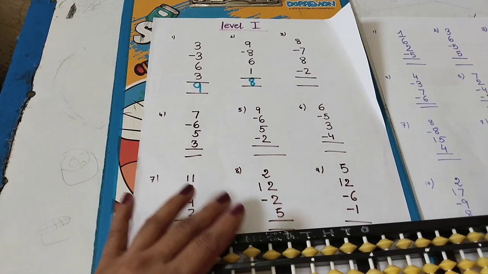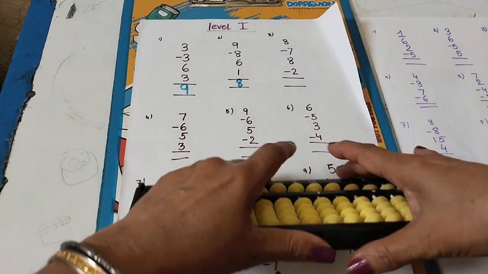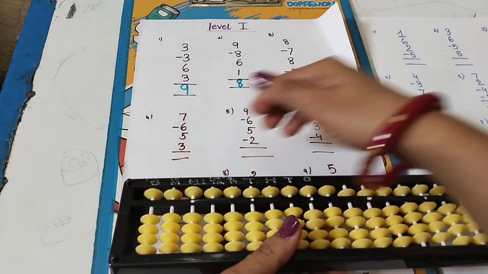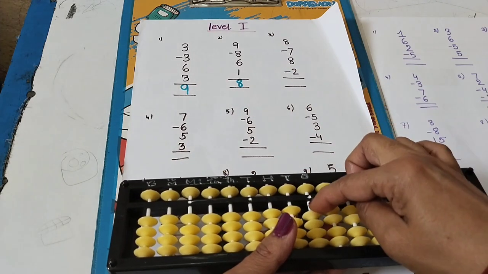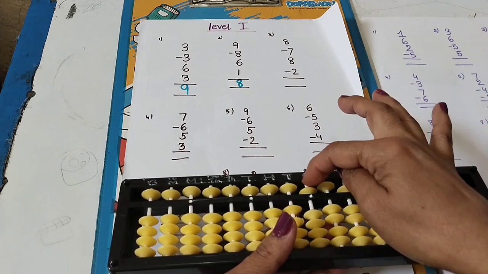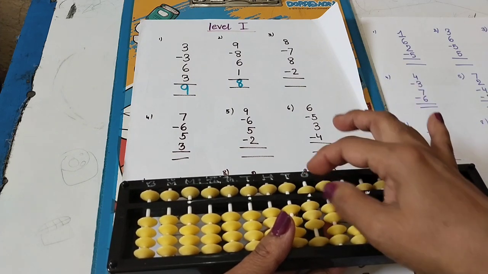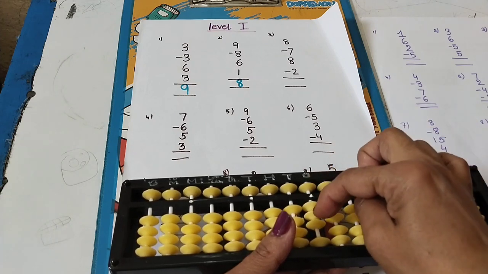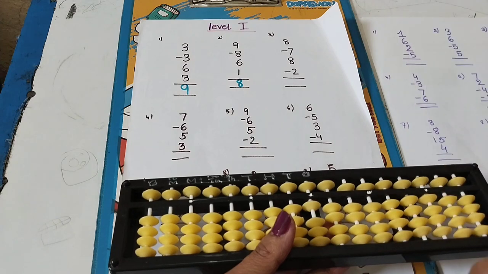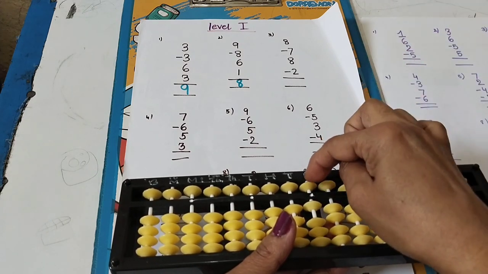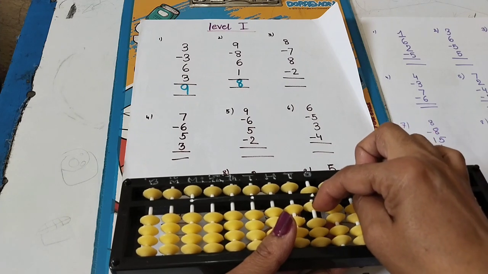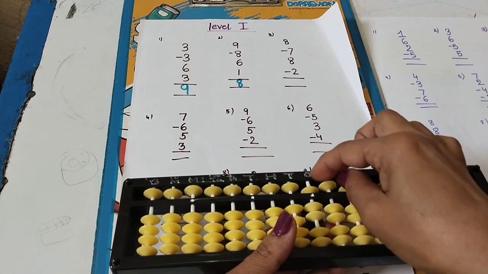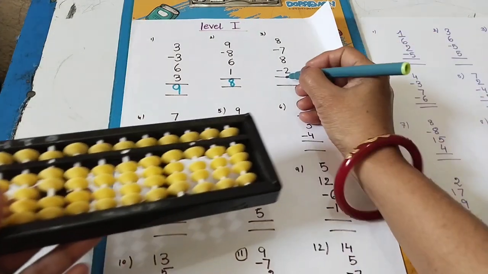Next one, 8. Whenever you are going to start this abacus tool, always you put it in the previous place. So this one is up and this is down. Okay, so 8: 5, 6, 7, 8. This is 8, then 7, right? So 5, 6, 7, this is minus 7, again 8. So 5, this was already here, 5, 6, 7, 8, then minus 2, 1, 2. So 5, 6, 7 is my answer, right?